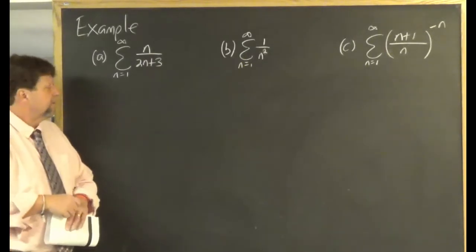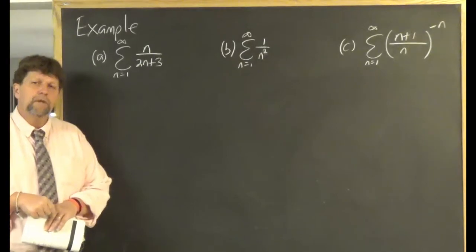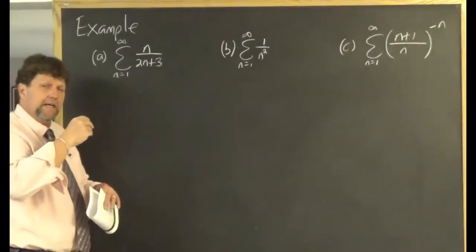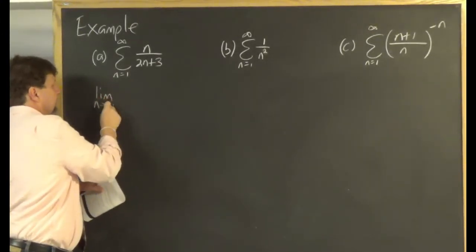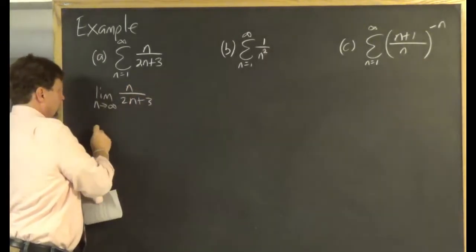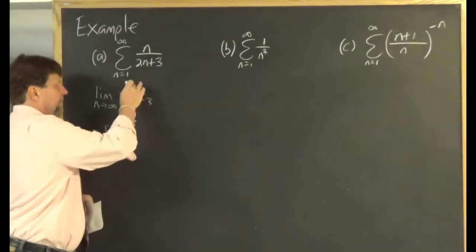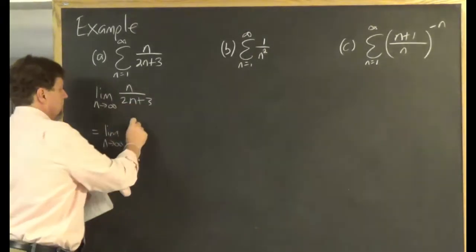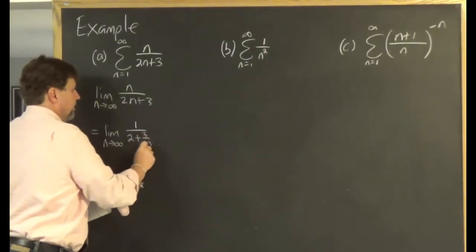So let's look at the first series here. The series from n equals 1 to infinity of n over 2n plus 3. When I look at this, I'm thinking something's kind of suspicious here. In other words, if we take the limit as n goes to infinity of n over 2n plus 3, we can divide everything in the numerator and everything in the denominator by n. So that gives us 1 over 2 plus 3 over n.